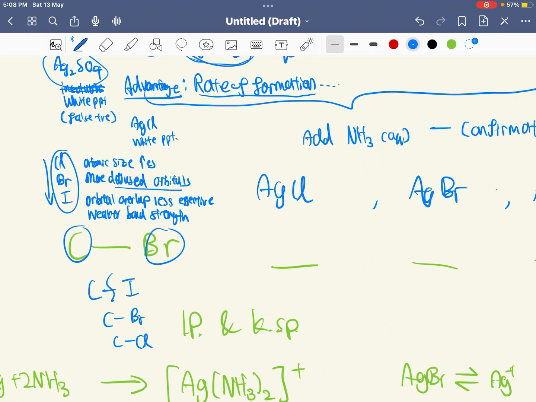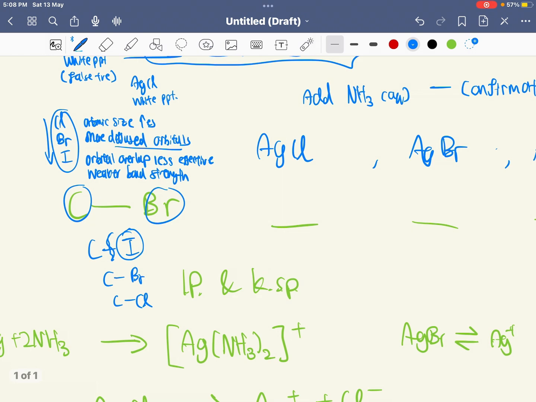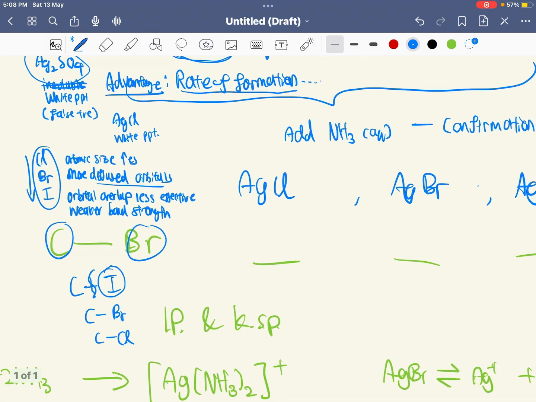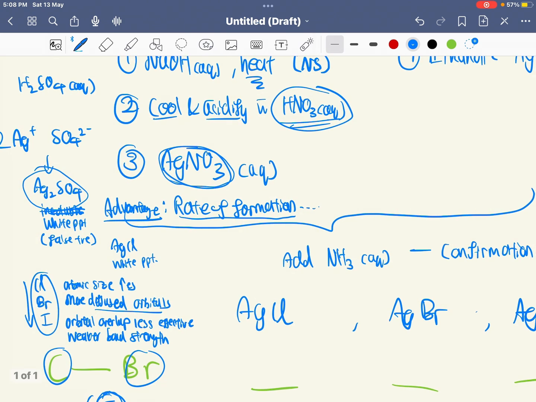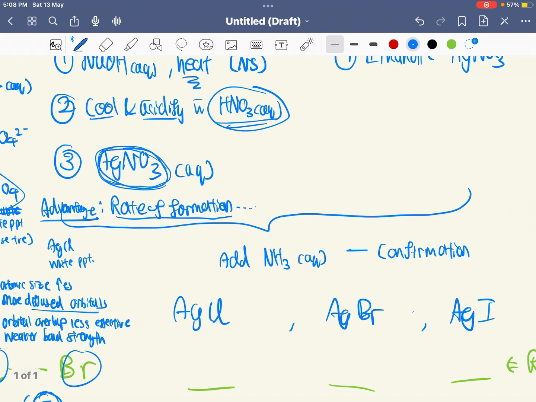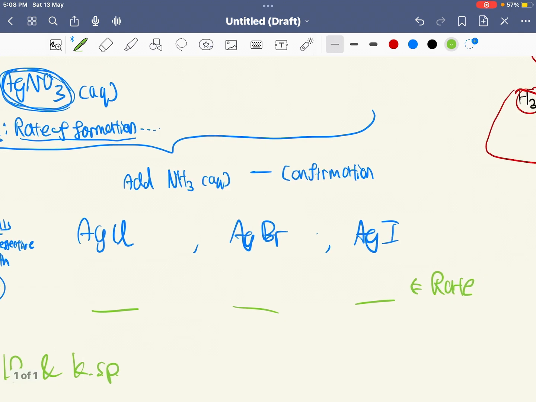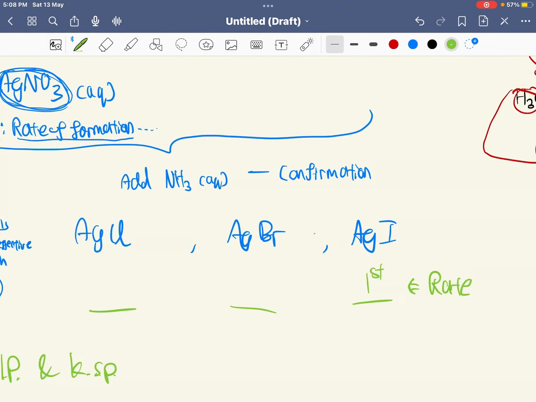Because we know I has the largest orbital and it's most diffuse, the orbital overlap is the least effective, so it's the weakest bond. So then my I- ion will start to come out first, and then when I add AgNO3, this one, the Ag, will come out first.